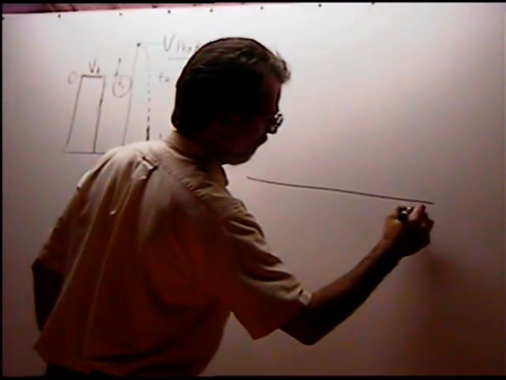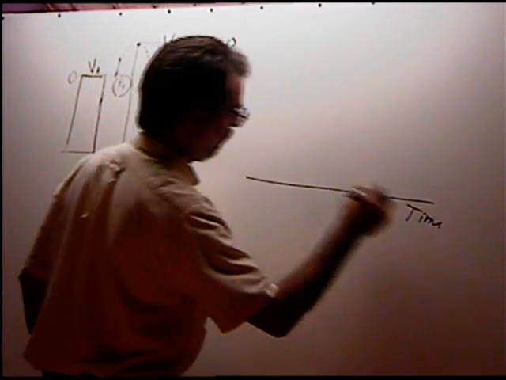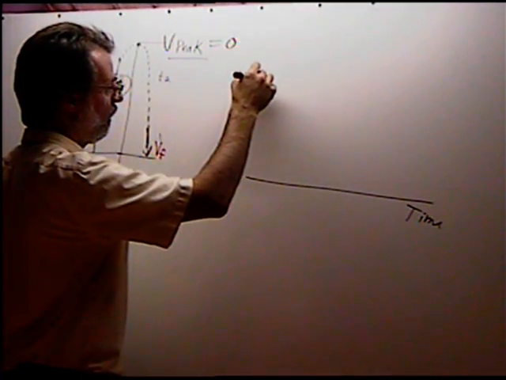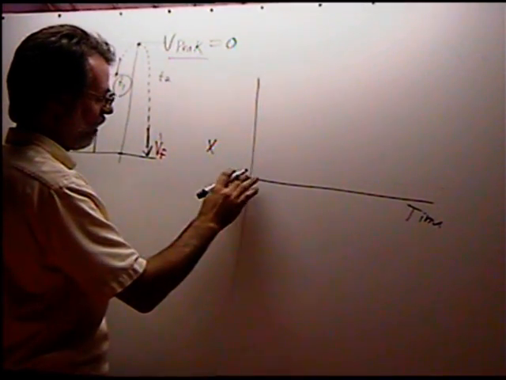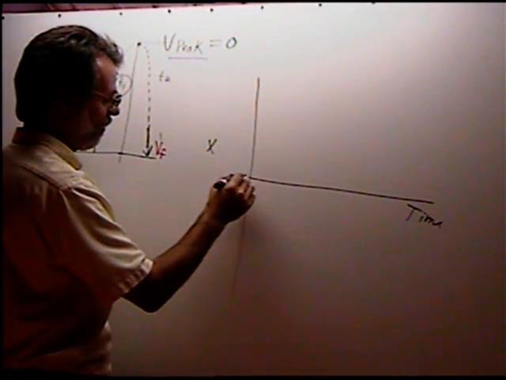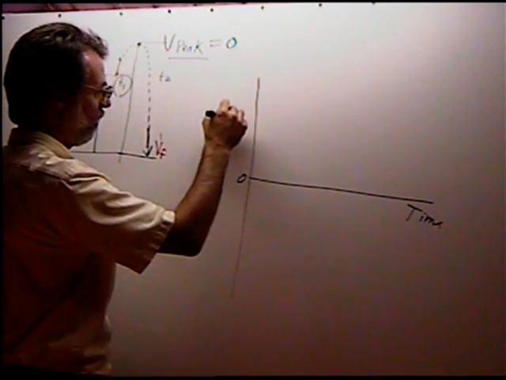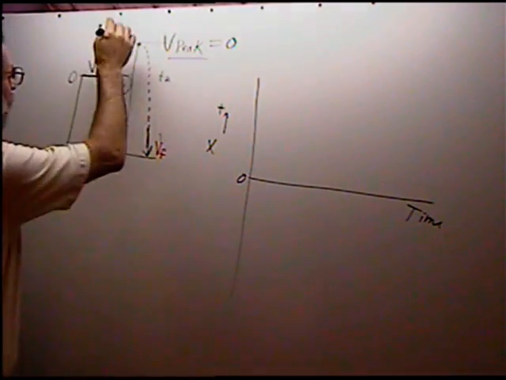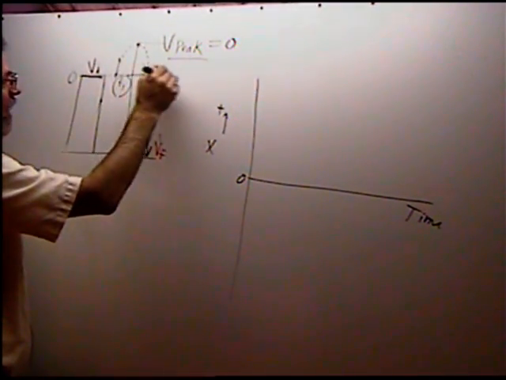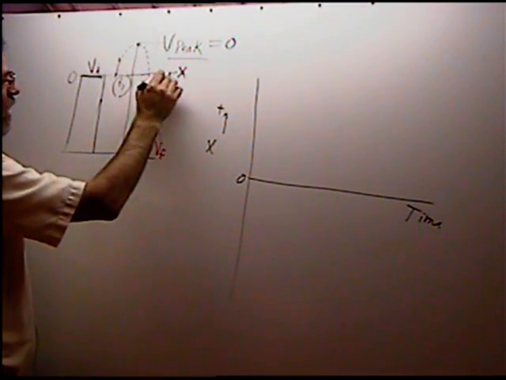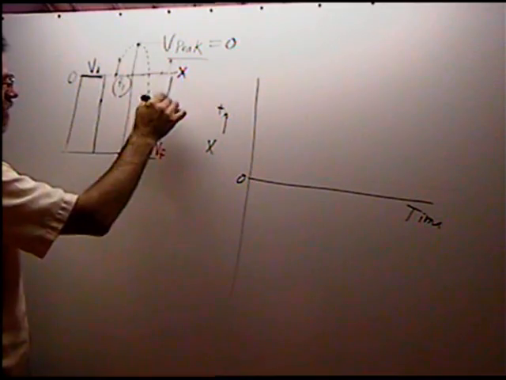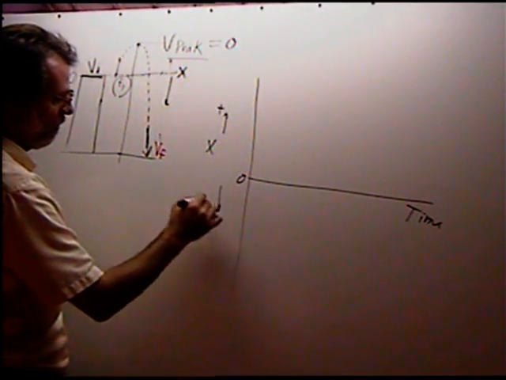Where this is time, and this is distance. Now notice that this is 0, this is plus distance, that goes up positive, and this is x. X positive goes up, x negative goes down.